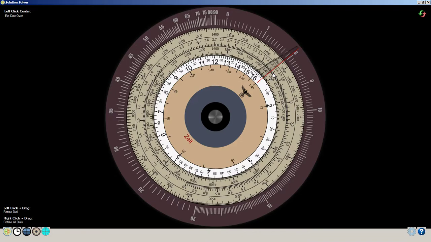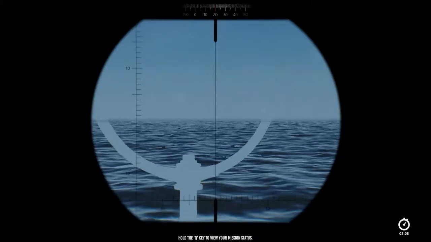3.8 plus 2.8, do that in your head, is 6.6. Well, the target speed on the map is 6.5. So that's pretty close, okay? So that's how you do that. Just to recap, you do the calculation as if the bearing isn't changing.